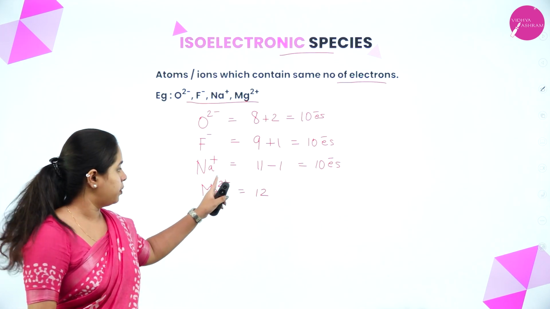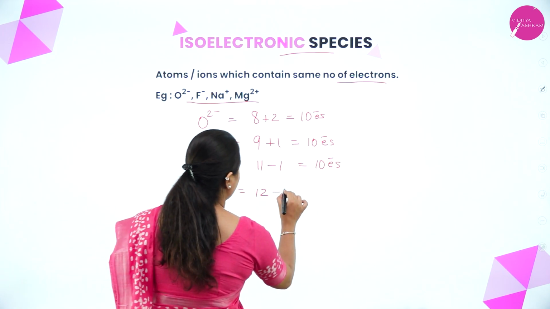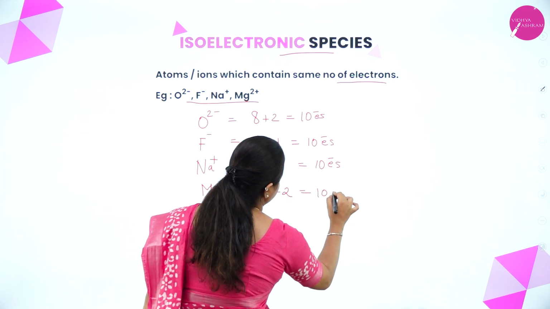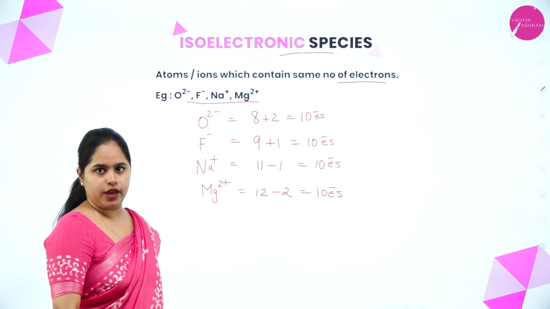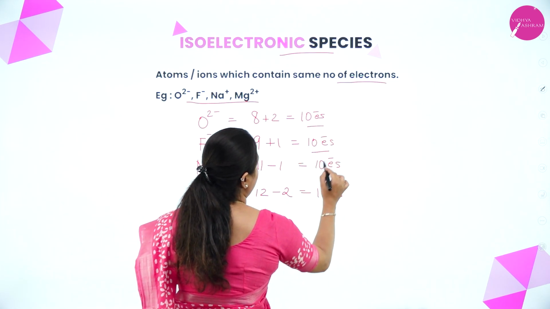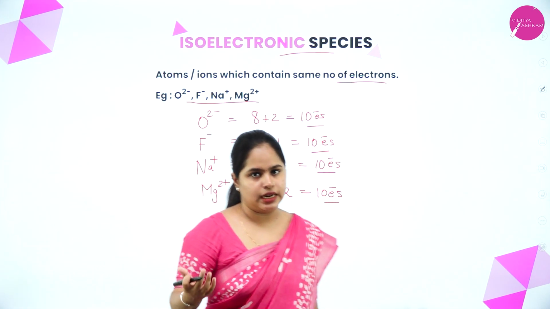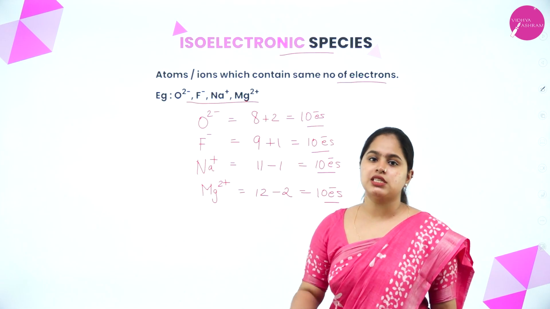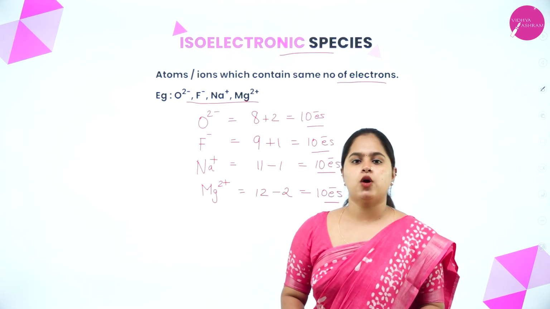Yes, the charge is plus 2. That means 2 electrons are lost from the atom. So, a total of again 10 electrons will be present in this. So, as you can see, in all these ions, the total number of electrons is the same. That is 10 electrons. So, such species are called isoelectronic species. Yes, I hope it is clear.